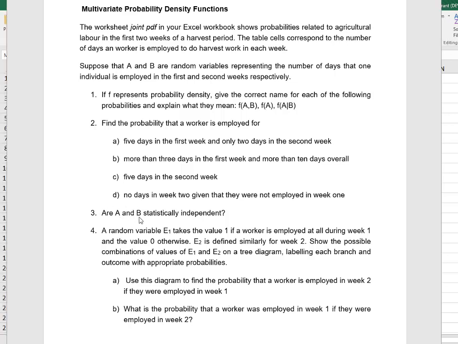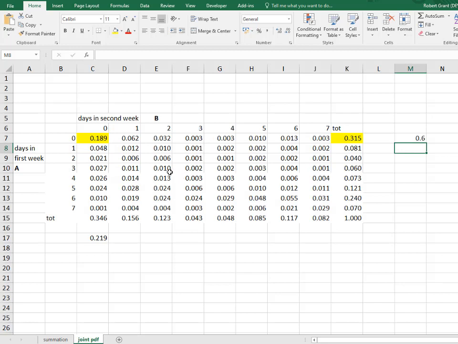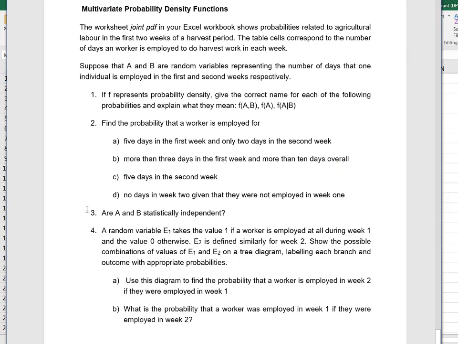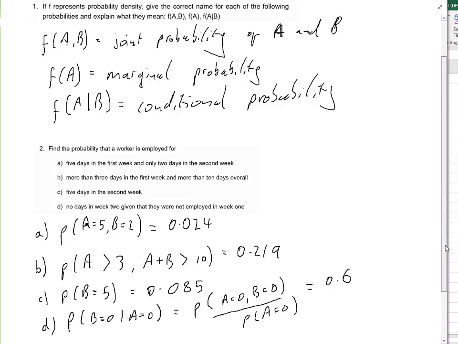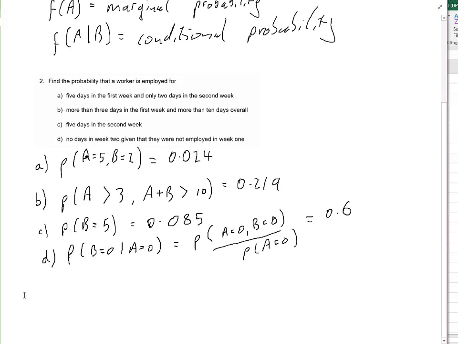Next question is, are A and B statistically independent? That seems quite unlikely, but if they were statistically independent, then by the rules that I've showed you above, that joint probability A, B would just have to be equal to P of A times P of B.